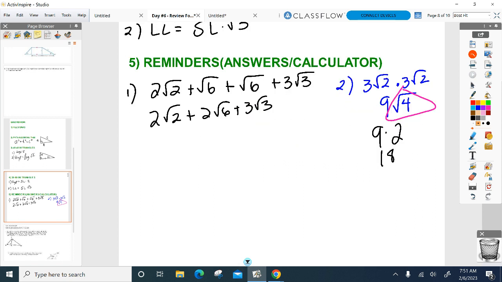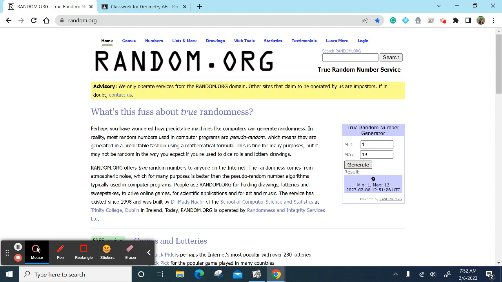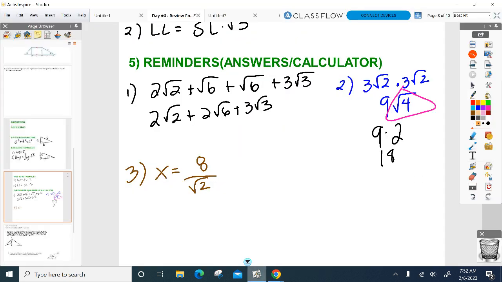All right, I still got more here. What happens if you have this at the end? X equals 8 divided by radical 2. I don't want a decimal, you know that. I don't want radicals in the denominator at the end. So that is not simplified yet. How do you simplify it? Got to get the radical out. How? Multiply top and bottom by the radical you want to get rid of.